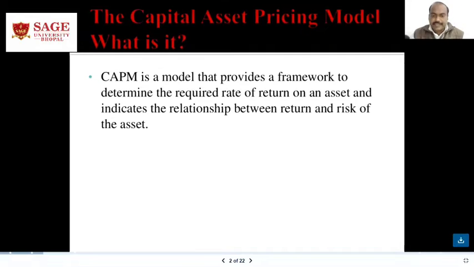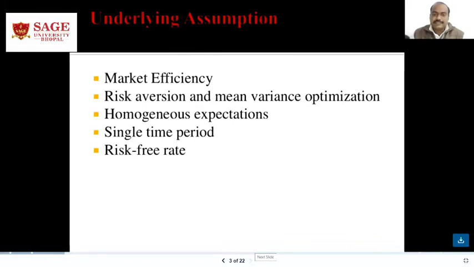And next we have seen the assumptions. So what are the assumptions of this model? First one is market efficiency. And second one is risk aversion and mean variance optimization. And third one is homogeneous expectations. And fourth one is single time period. And fifth one is risk-free rate.